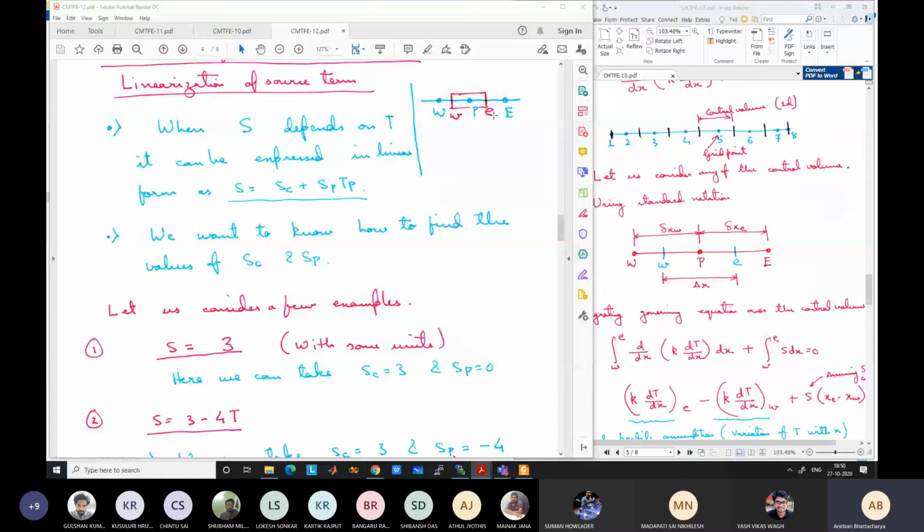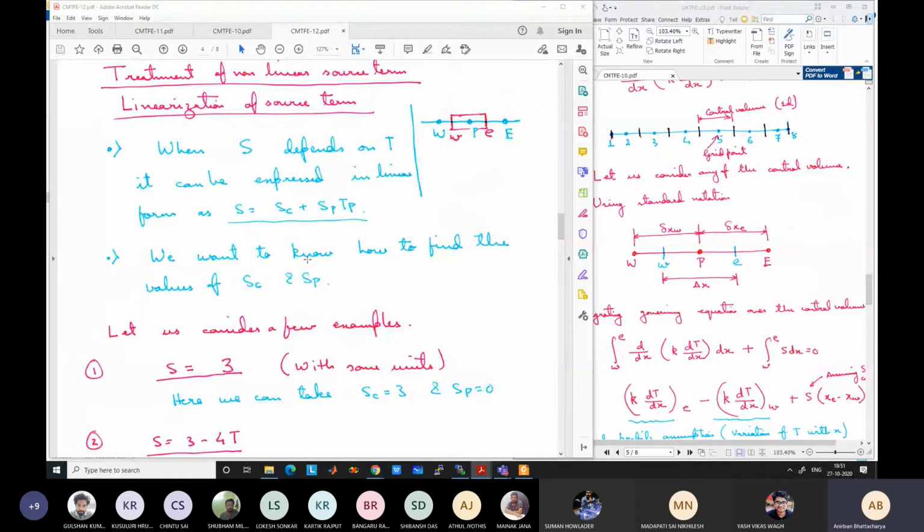So let us start with a few simple cases. First is S is equal to 3, some constant source term with some unit, say 3 watt per meter square. In this case, obviously, everyone knows what to take. SC will be 3 and SP is equal to 0. This is the correct way. There can be other ways also, you can understand later, but this is the way.